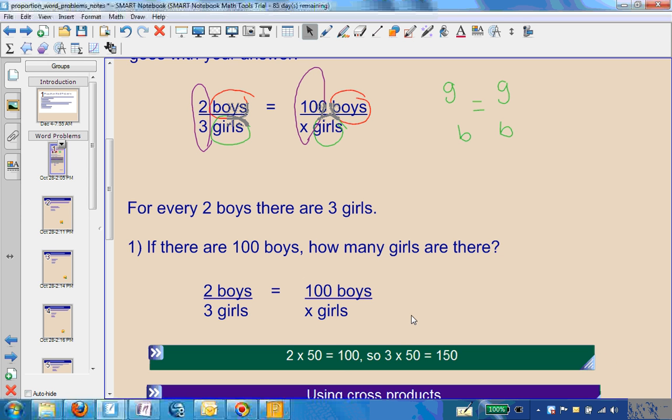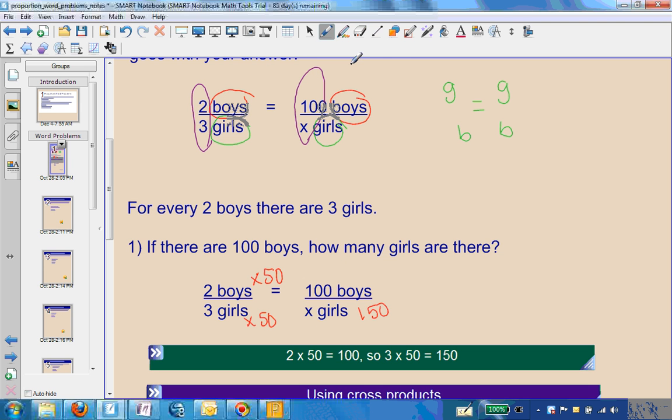If you use equivalent fractions, that means you're going to figure out what you'd multiply the top and the bottom of one fraction by, or divide the top and bottom by one number. So here I'm going to multiply 2 times 50, and that gives me 100. So since I multiply 2 times 50 to get 100, I have to multiply 3 times 50. And that will give me 150, so I know my answer is 150.